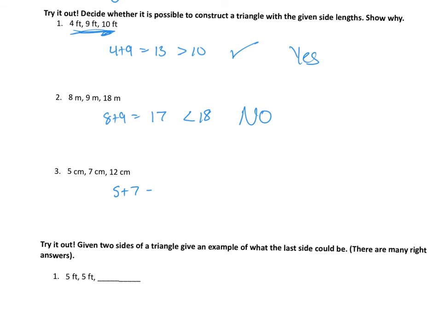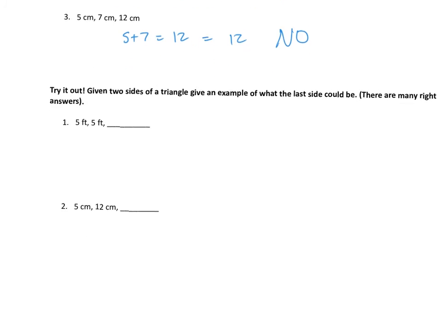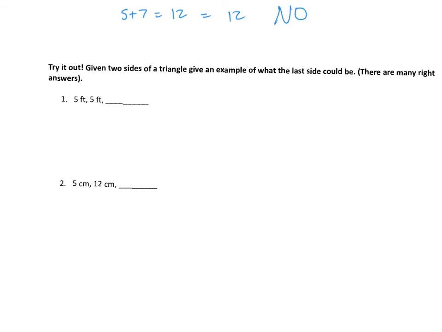5 plus 7, that gives me 12. 12 equals 12. They cannot equal. Right? So this is a no here. Let's try out another example. Given two sides of a triangle, give an example of what the last side could be.